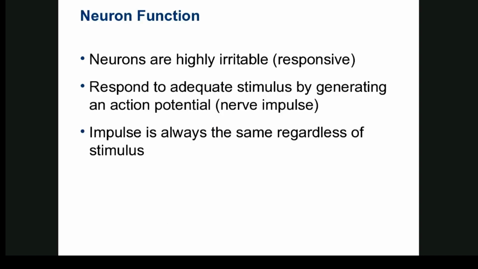Now, nerves are highly irritable or responsive, and they create an action potential. And an action potential is an action potential. It doesn't matter what the stimulus was, whether it's a good stimulus, a bad stimulus. It's just a matter of where it's essentially wired in your brain as to what impulse you perceive.